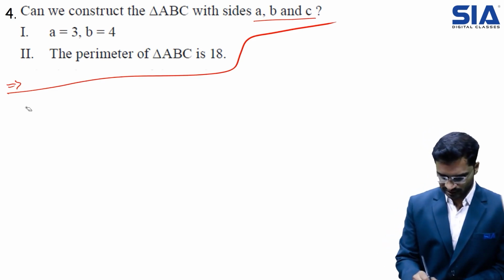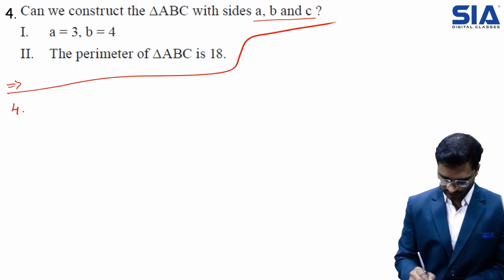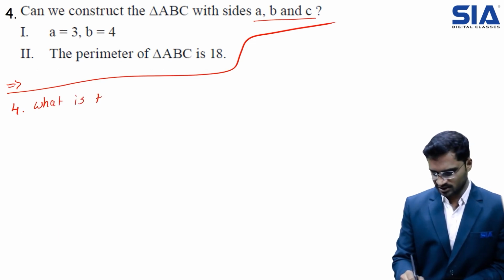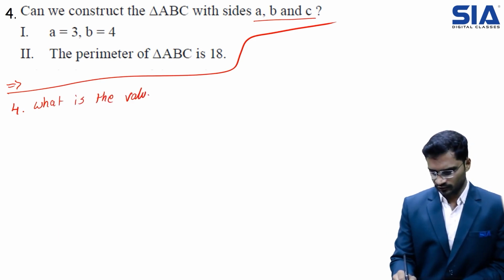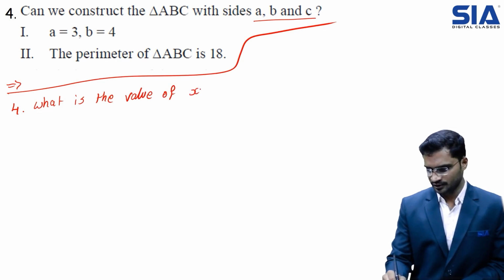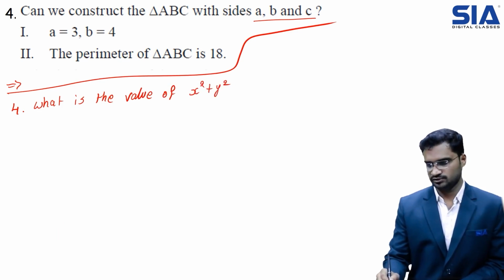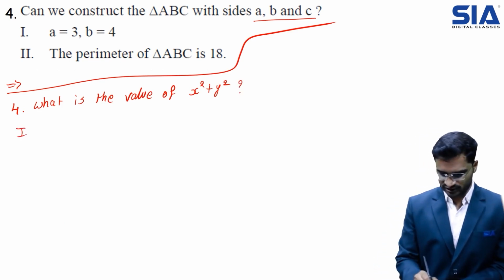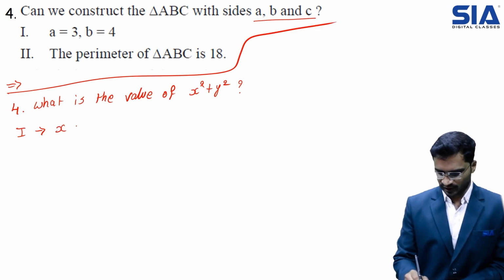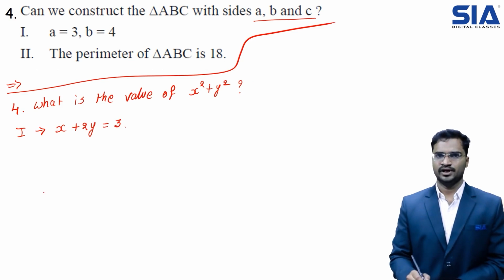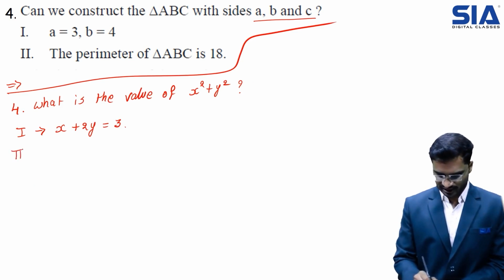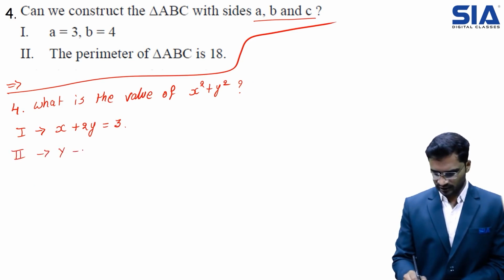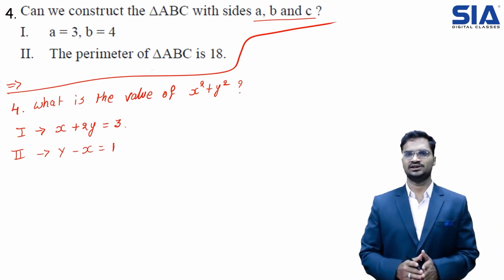So first of all, let us see. The question is, what is the value of x square plus y square? We have to find the value of x square plus y square. So the first statement is x plus 2y is equal to 3. Then the second statement is y minus x is equal to 1.